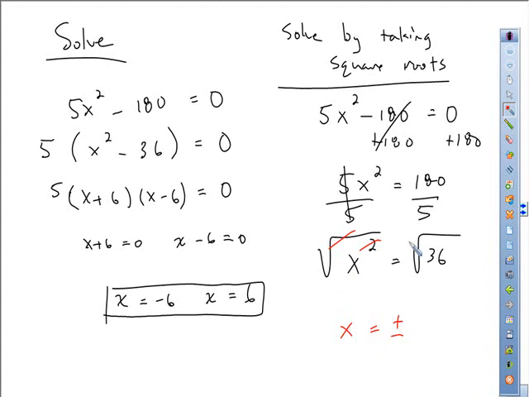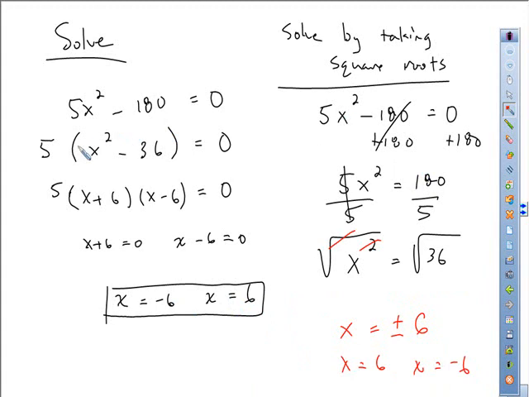So when you square root both sides to get x by itself, you're going to have a plus and a minus. Well, what's the square root of 36? That'll give you 6. And you notice we get the same answer as before. So x is equal to positive 6, and x is equal to negative 6. The same answer. So it's just a different method, but it gives you the same answer.